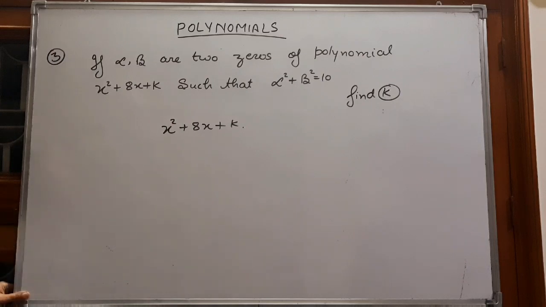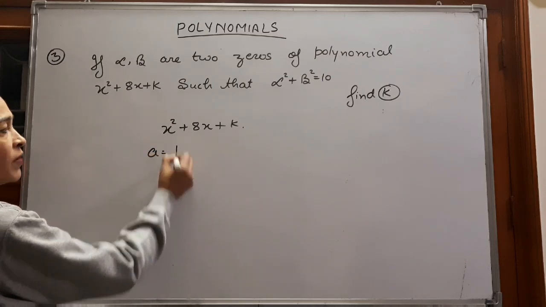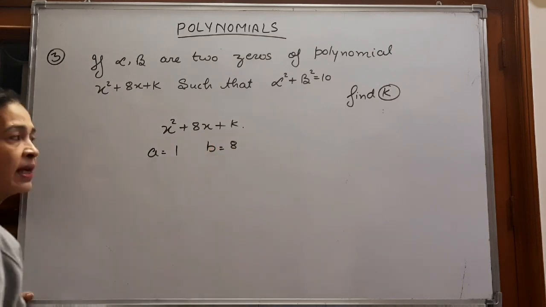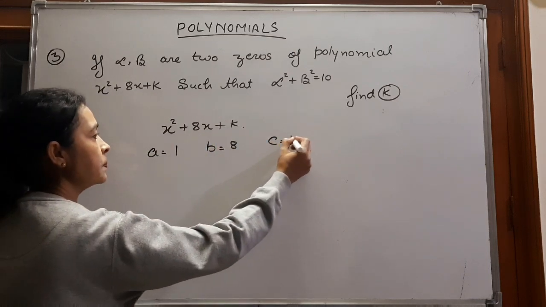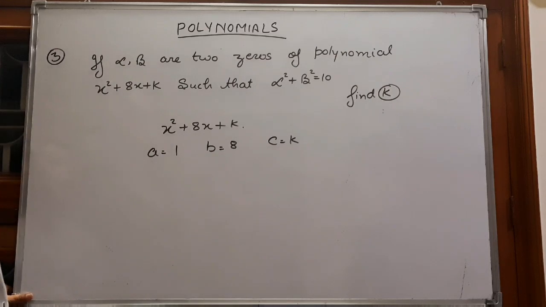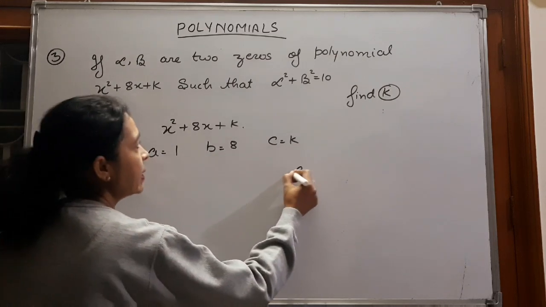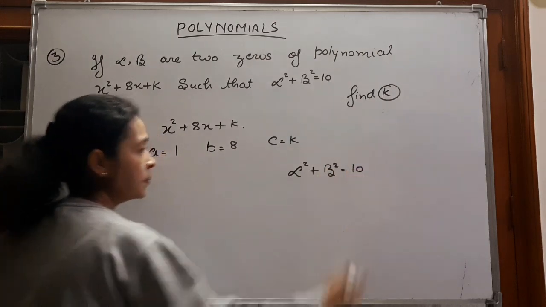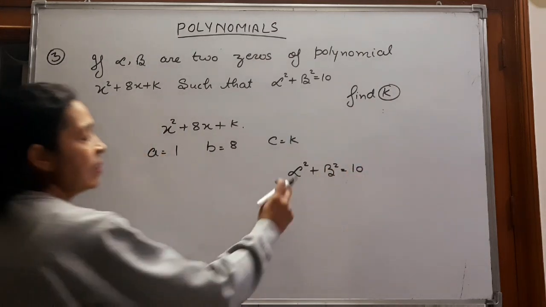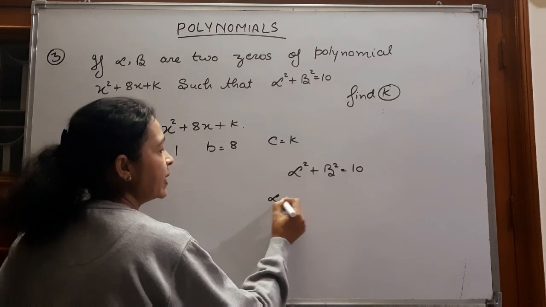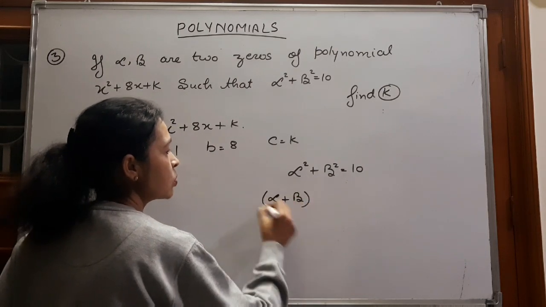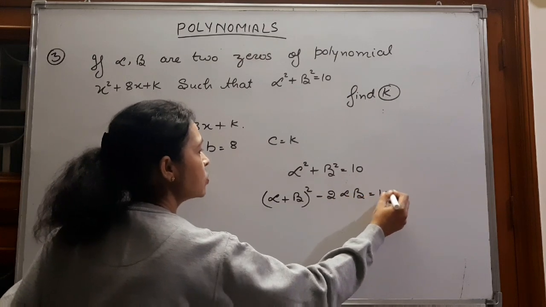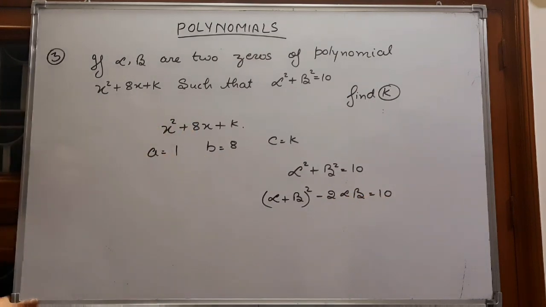Now बच्चे, in this polynomial, what is a? The coefficient of x square, 1. What is b? The coefficient of x, that is 8. And what is c? k. Now it is given that alpha square plus beta square is equal to 10. Alpha square plus beta square can be written as alpha plus beta whole square minus 2 times alpha beta, and this is equal to 10.